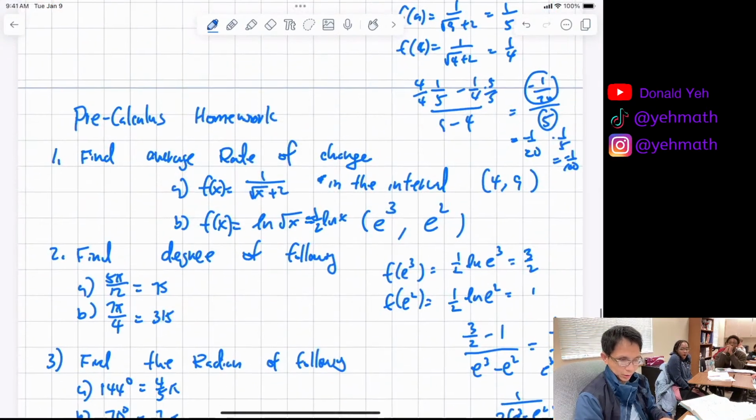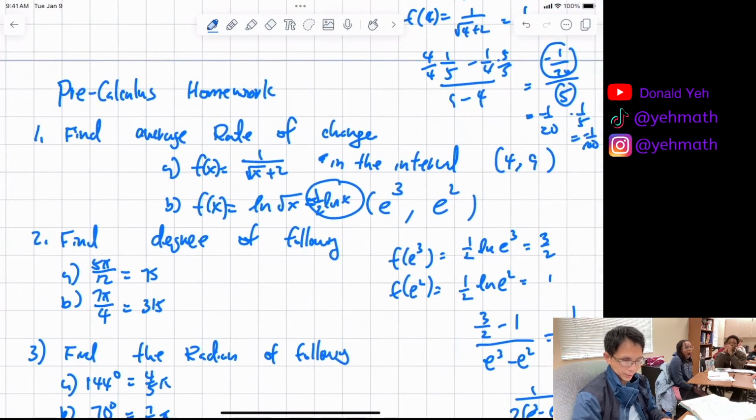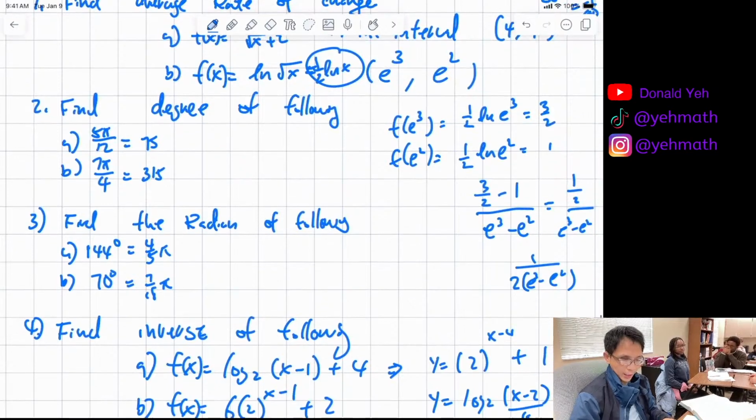Make sure you know how to simplify 1/2 natural log of x. I mean, make sure natural log of x squared, you can simplify it that way, so you can actually get there. I don't know how many of you got this answer. How many of you got this answer? 1, 2, Nathan, 3. Okay, so make sure you know how to do it.